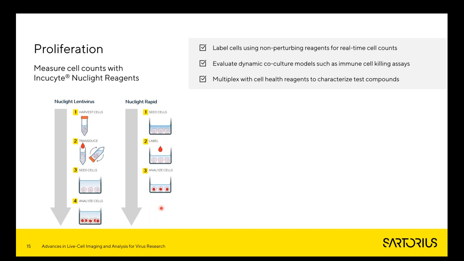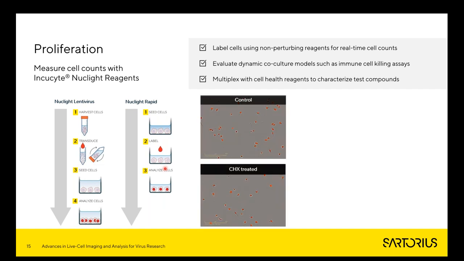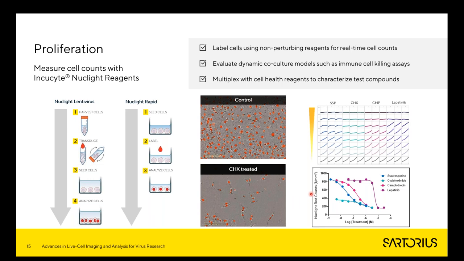It's also possible to perform labeling in a more transient approach by using the Nuclight Rapid reagents. Essentially, this allows us to perform a quantitative cell count by segmenting each individual RFP-positive nucleus using the Incucyte basic analysis software. This way, we can obtain the number of cells in an assay, which can be useful as a quantitative readout when, for example, performing compound screens or antiviral compound screens, or when performing virus infection assays using a tagged virus.